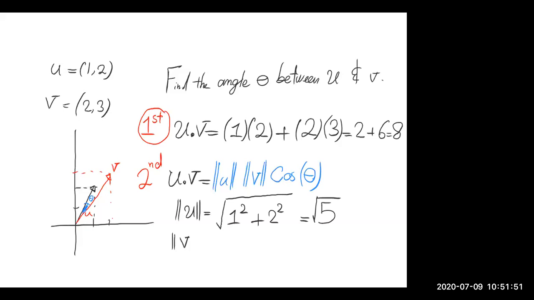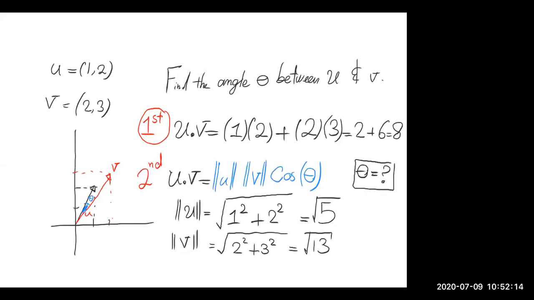How can I compute the length of v? It is the square root of 2 squared plus 3 squared. It's square root of 13, right? And theta is unknown. I don't know what theta is, therefore I don't know what cosine of theta is. So the second way tells me u dot v is equal to the length of u, which is square root of 5, times the length of v, which is square root of 13, times cosine of theta, which I don't know.